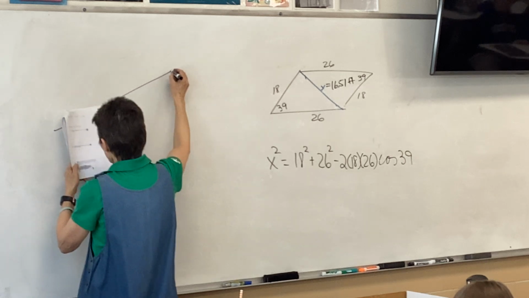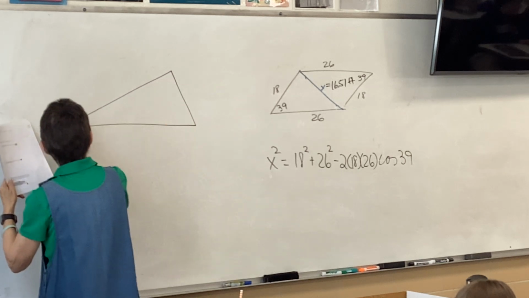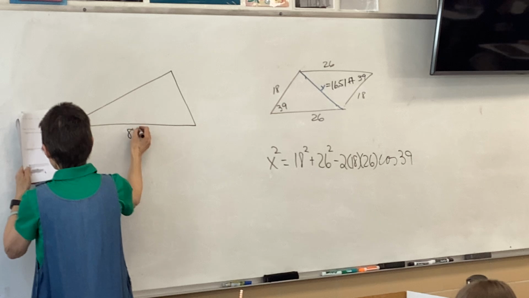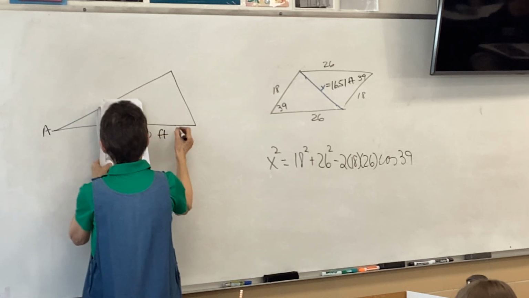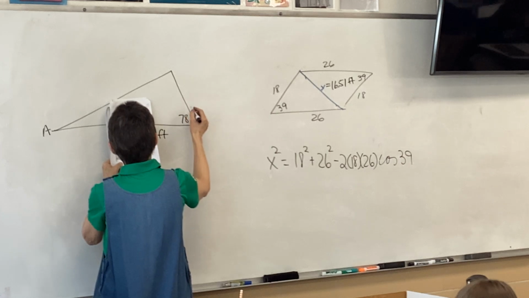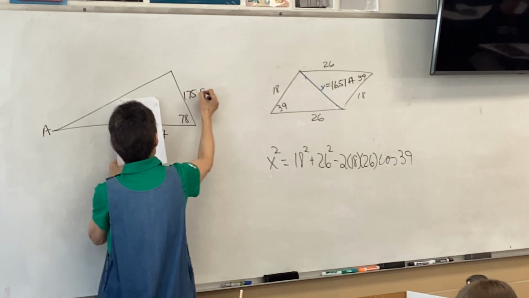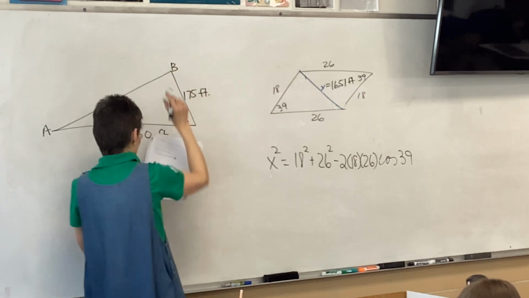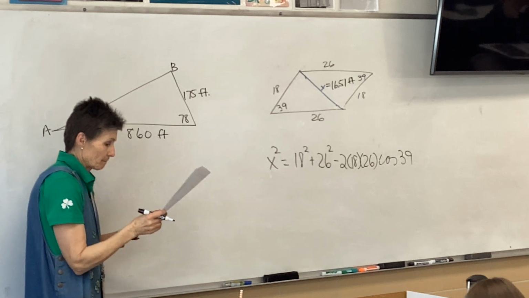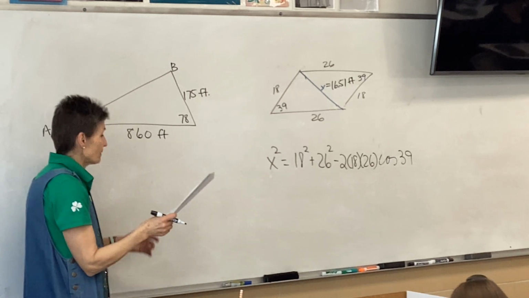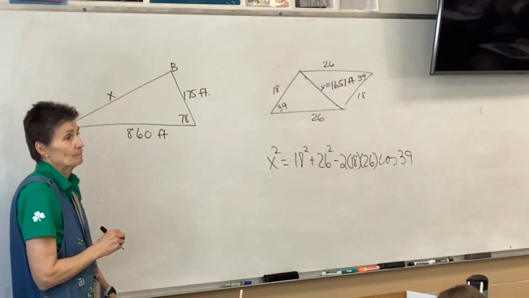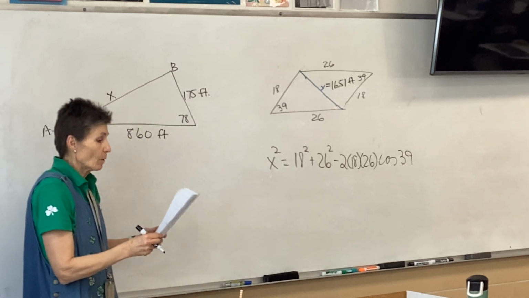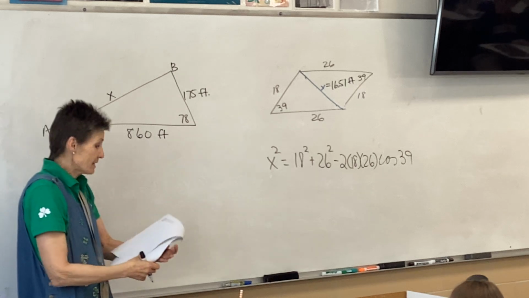So I'm not gonna draw all this stuff, I'm just gonna draw the triangle here. We know this is 860 feet. This is 78. This is 175 feet. And what are we trying to find? We're trying to find distance AB. So again, that is a length.